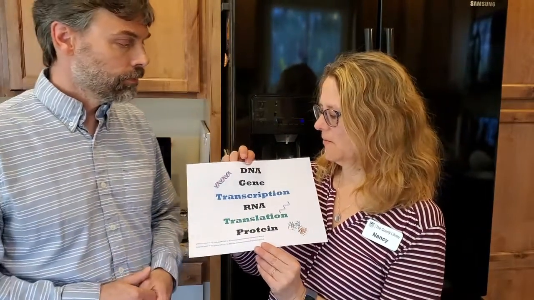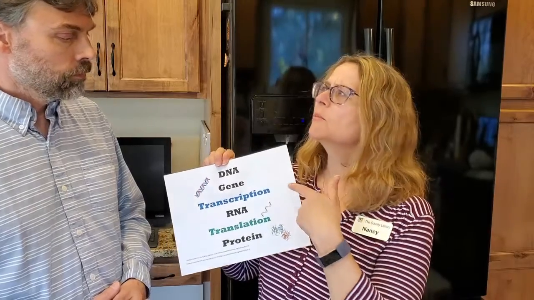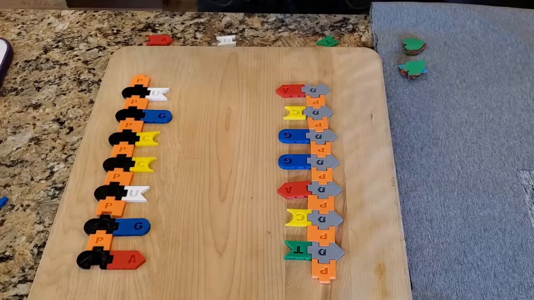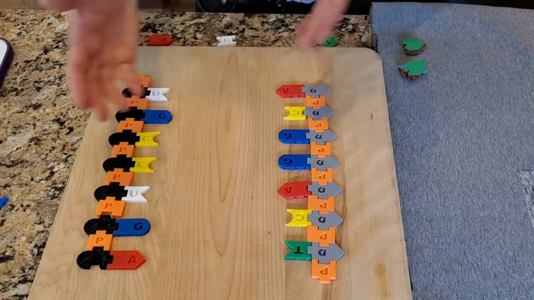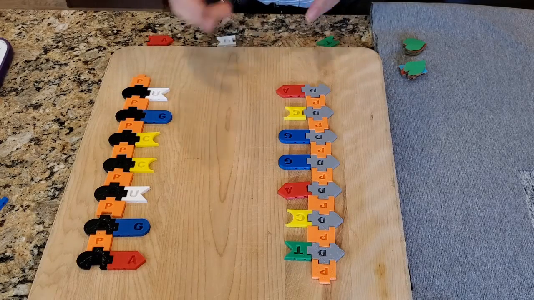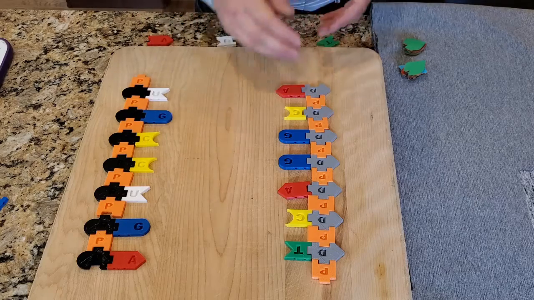Okay, so last time you told us about how we get from DNA to proteins, and transcription and translation. So for mutations, where in this process does that happen? That's an excellent question. If you remember from last time, I was using these 3D printed manipulatives from EagleKnot from Thingiverse, and I'm going to use them again in this context.